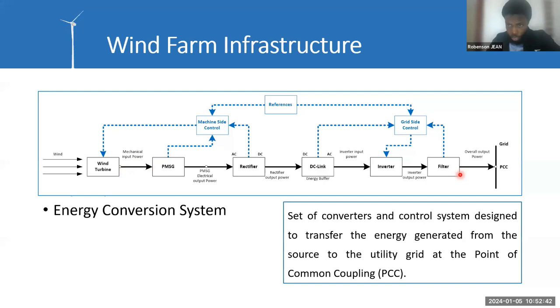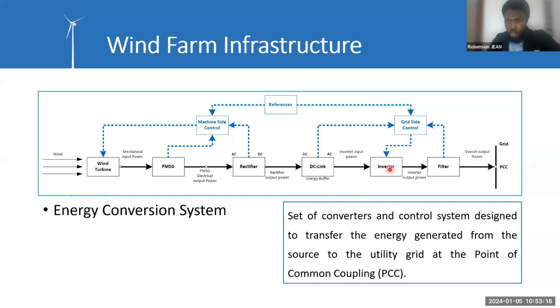So if we have some dynamic issues on one side, they will not pass to the other part. And also, when wind speed is fluctuating, the dynamic issues related to wind speed will not be transferred to the grid side. So this is like an energy buffer, and it has coupling roles.